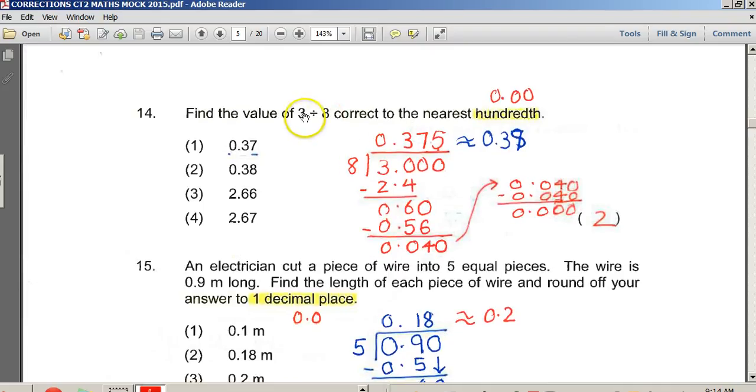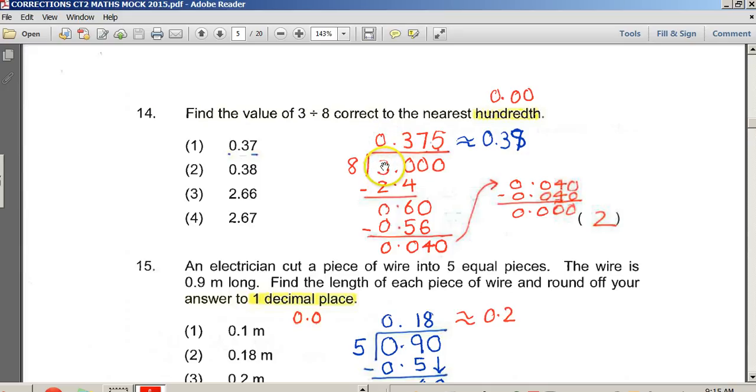Find the value of 3 divided by 8. Put it this way, 3 divided by 8. Now you can also do it this way. 3 is also the same as 3.0, or 3.000 all the way, it is still 3. Now for the first one, let's take a look at the ones column.